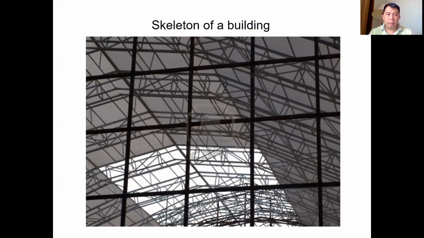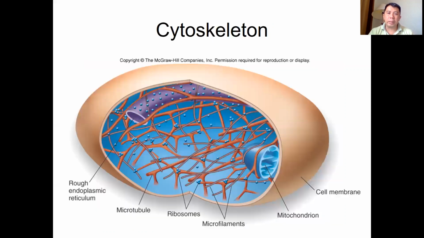As you see in this diagram, they show a part of a building, and you can see there are many iron bars. So this shows that these are the skeletons of the building. So we go back to the cell. In each cell, they also have a skeleton. This skeleton that supports or provides the shape to the cell is known as the cytoskeleton.